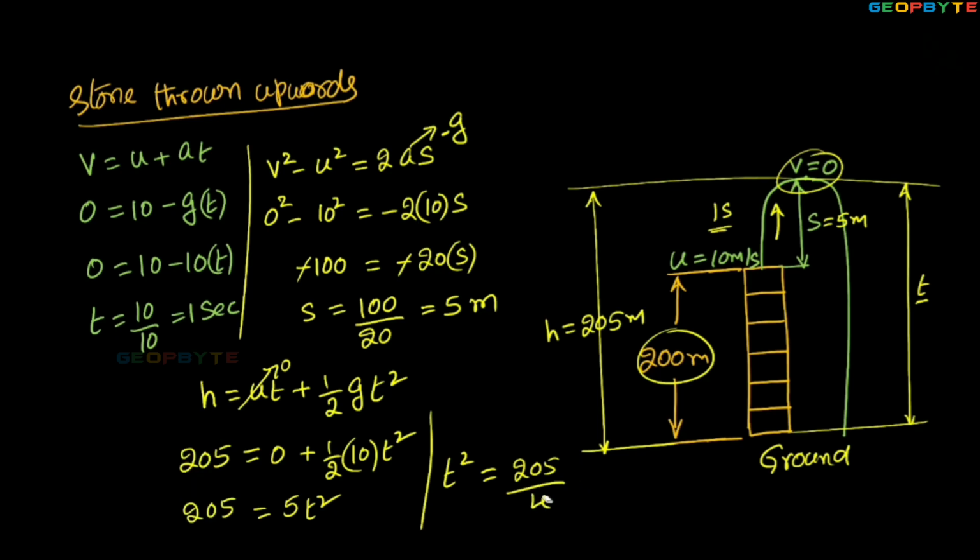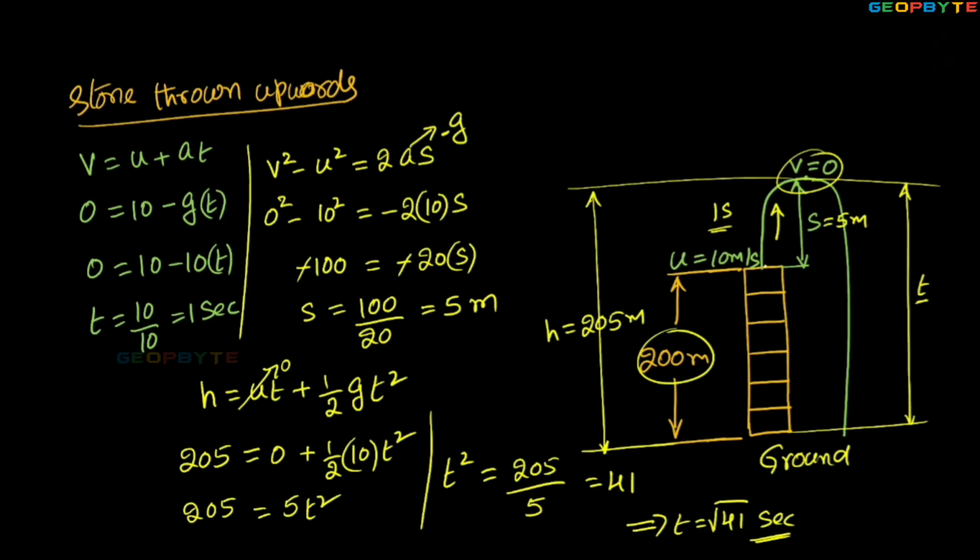Then t square equal to 205 by 5. Let me write it clearly. 205 by 5 equal to 41. Then t equal to root over 41 seconds. That is the time required for falling down.